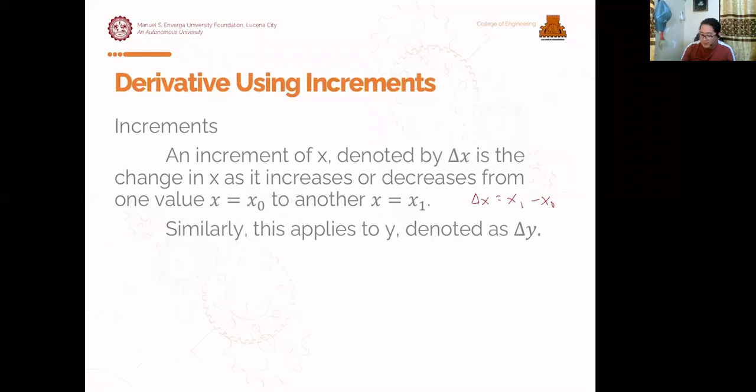Similarly, this also applies sa y, denoted as delta y lang. So ibig sabihin pag delta y pinag-usapan natin, meron tayong y sub 1 minus y sub 0. Ibig sabihin, yung new point minus initial point.